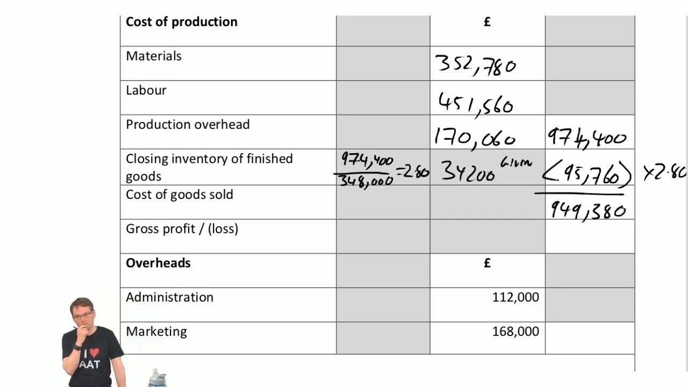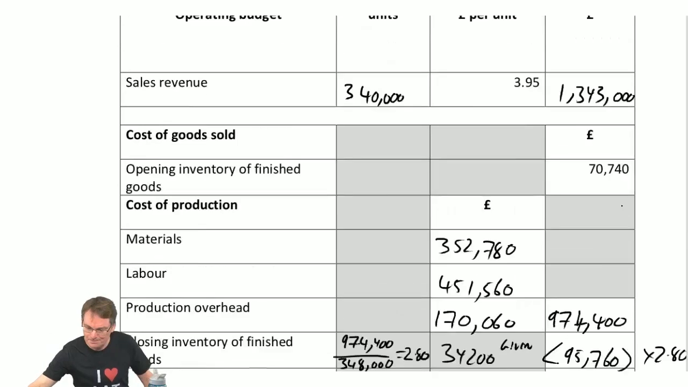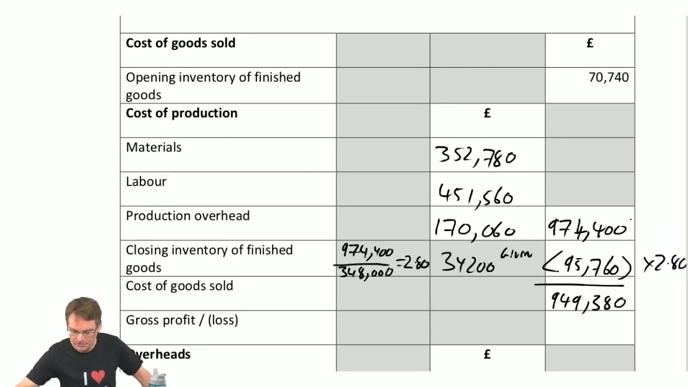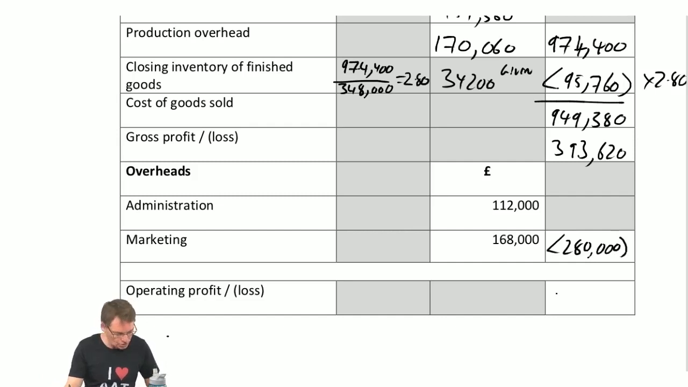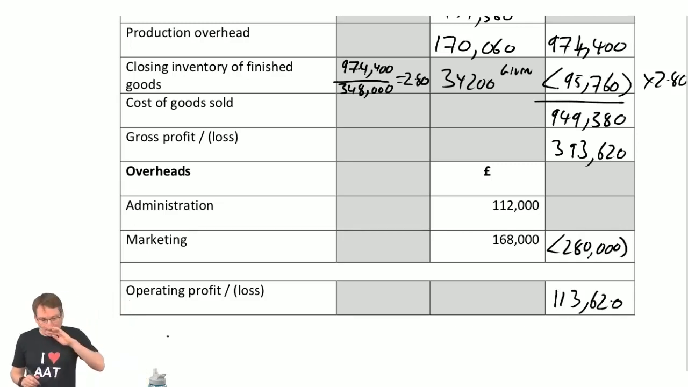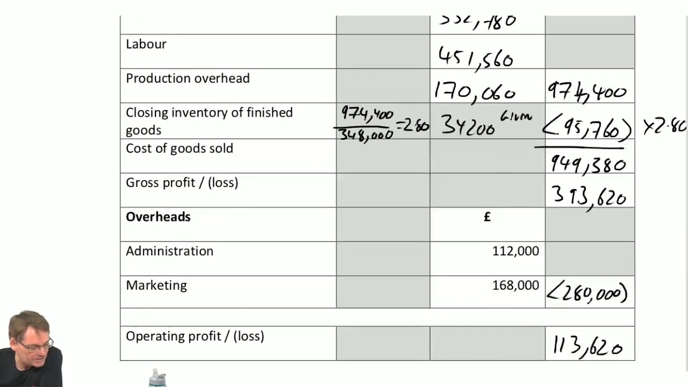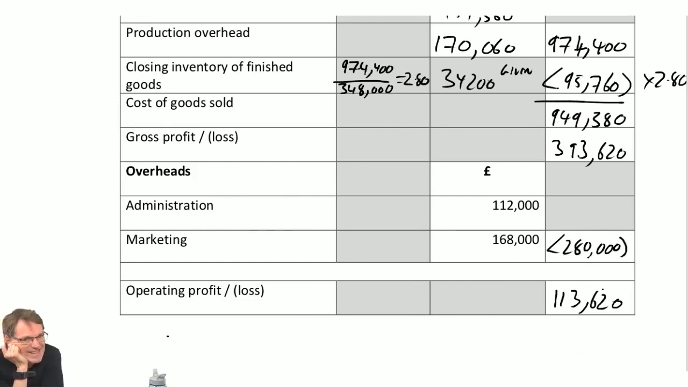949,380. So 949,380. Gross profit, sales revenue, 1343 minus your cost of goods sold gives you 393,620. Overheads, a total of 280. And finally, that gives you an operating profit or loss of 113,620. So the idea then is, to be honest with you, the only number I've really calculated there is the closing inventory. Everything else I'd already got from the previous page, or I was given it.